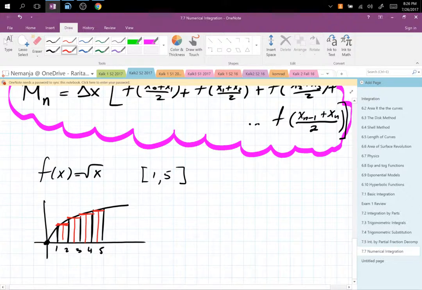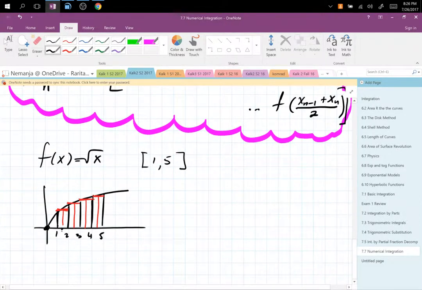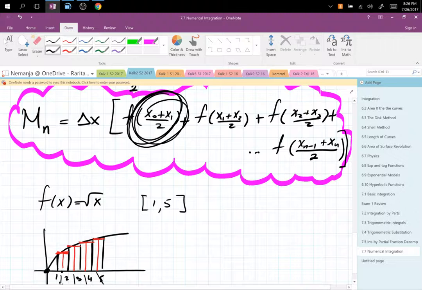Now that happens at this point here, 1 plus 2 over 2. Next one is 2 plus 3 over 2. Next one is 3 plus 4 over 2. And the last one is 4 plus 5 over 2. That is this business, guys. What are you going to plug in into your formula?